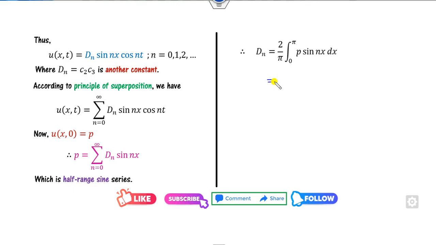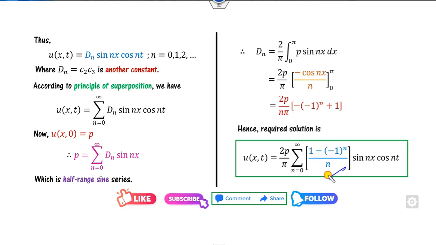Now you can integrate them. 2p is a constant which is outside. What is the integration of sine? It is minus cos nx divided by n from 0 to pi. Now I can substitute the upper limit, which is cos n pi. Cos n pi is minus 1 raised to power n. When you substitute 0, minus minus gives plus 1. Now finally, you can substitute the value of this dn in this case. You will get the right answer of this problem.